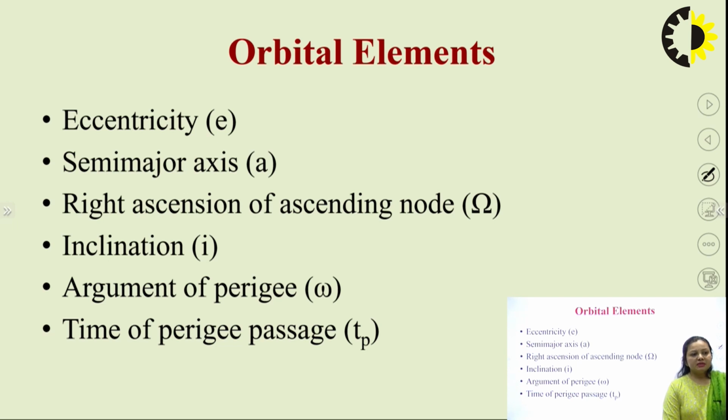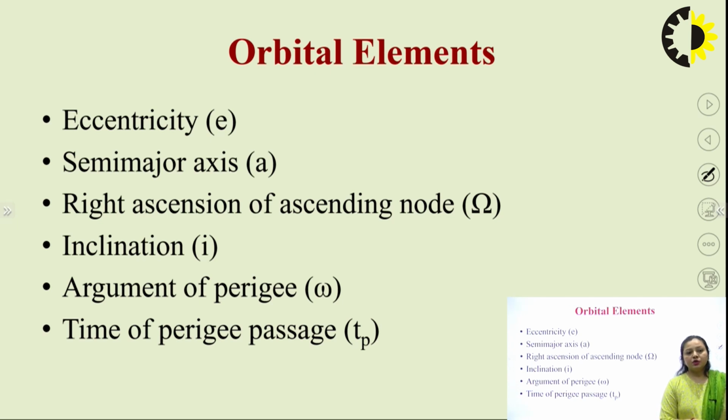Then the semi-major axis. The major axis is the longest distance in your orbit. If we divide that by 2, it gives us the semi-major axis. So eccentricity and semi-major axis are both related to the shape of your orbit. The eccentricity is denoted by small e and the semi-major axis by a.